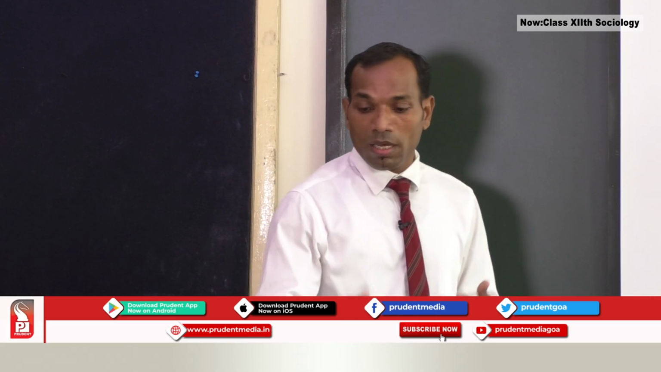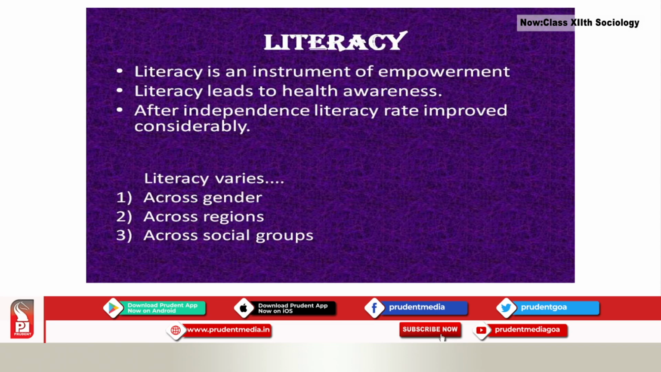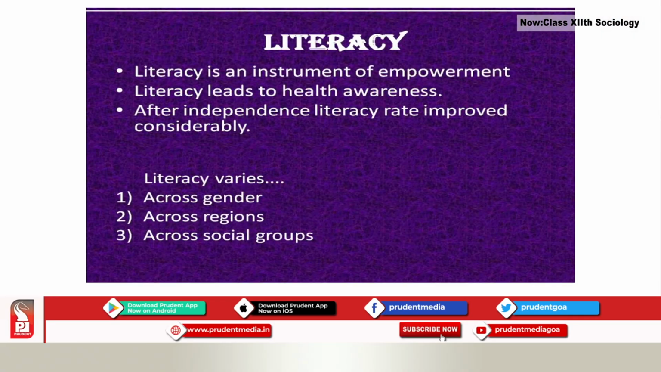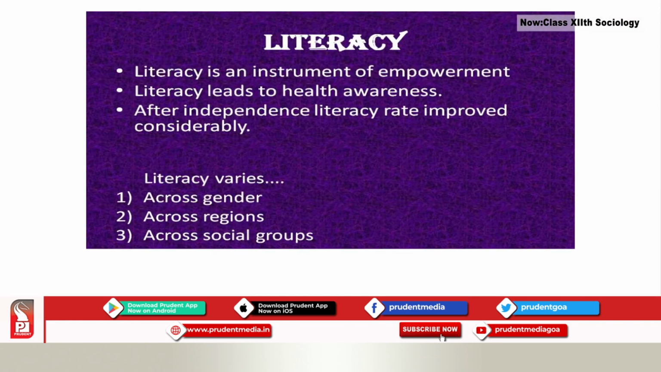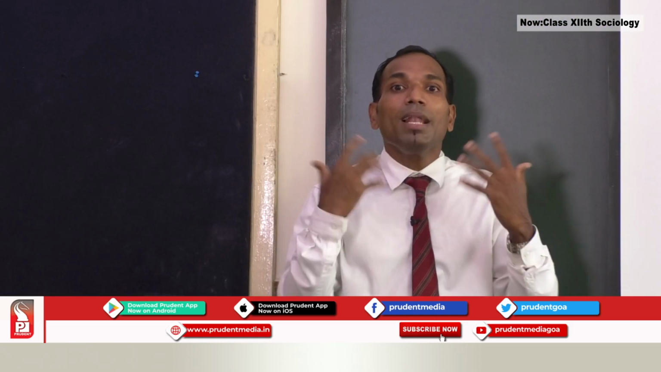Let us move towards the next subtopic. What we have is literacy. Now, literacy is an instrument of empowerment which gives us power. The more literate the population, the more career options we have. Literacy leads to health awareness and fuller participation in the cultural and economic well-being of the community.